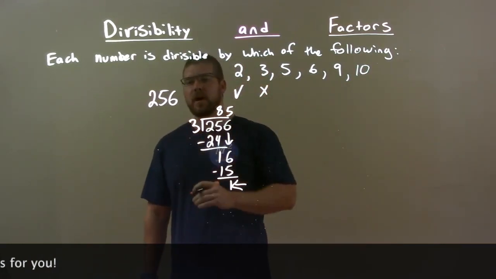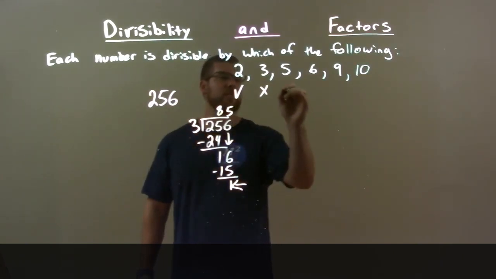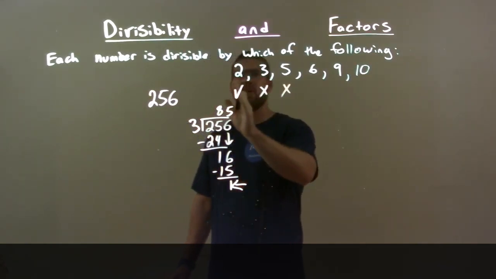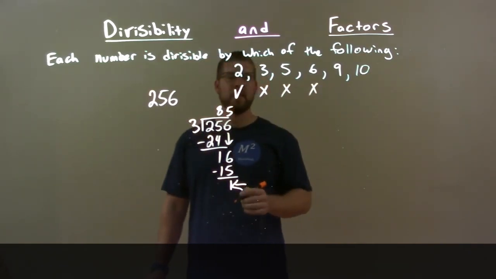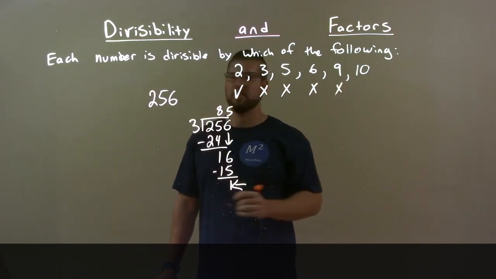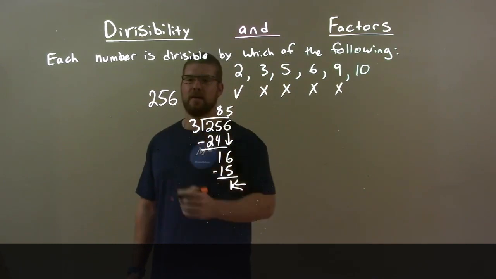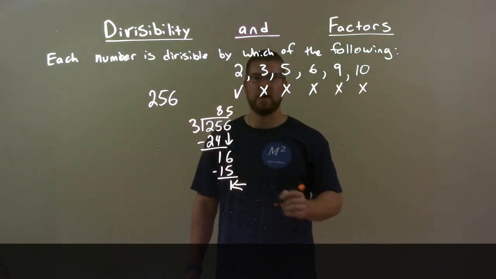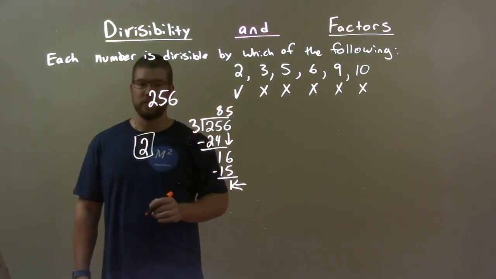5. This number doesn't end in a 0 or 5. Since it ends in a 6, 5 is out. Both 2 and 3 do not go into 256, so 6 must be out. Since 3 does not go into 256, 9 cannot go into 256, so 9 is out. 10, the number does not end in a 0, so 10 is out. So our only divisor here is just 2.